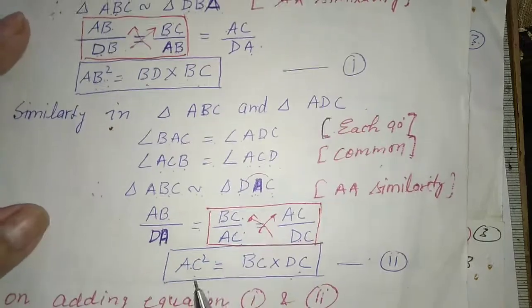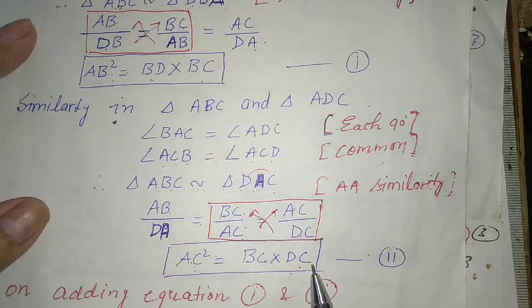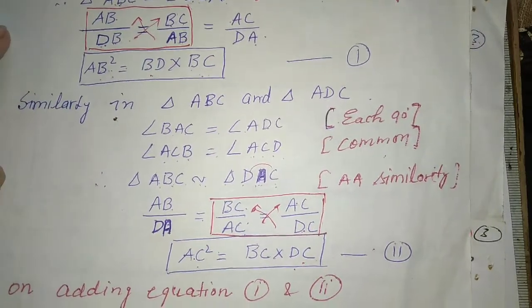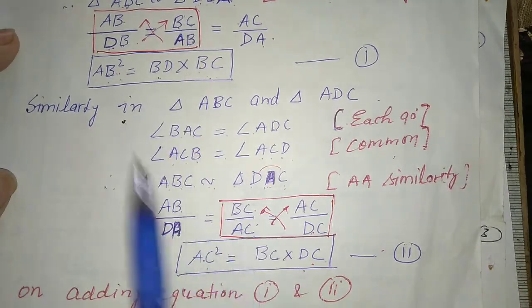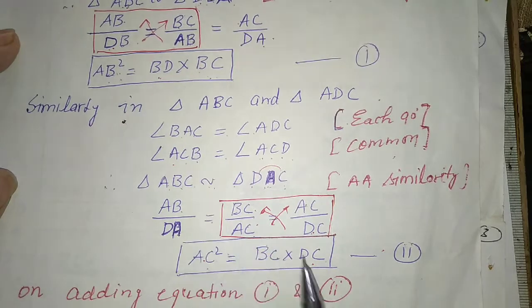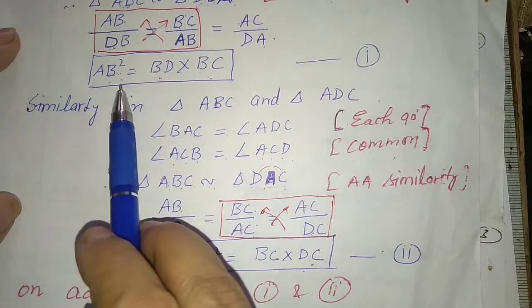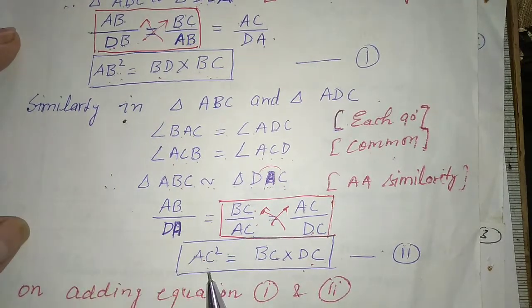So AC square is equal to BC multiply DC. This is the second equation. Now we will add both the first and second equations. The left side will be added to the left side, and the right side to the right side. You know this. So AB square plus AC square.